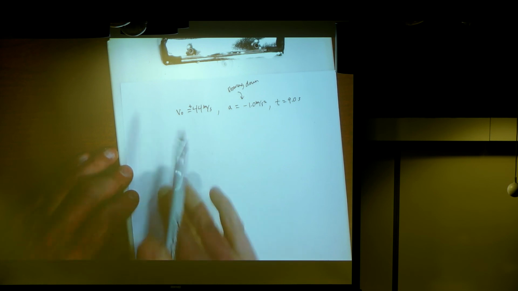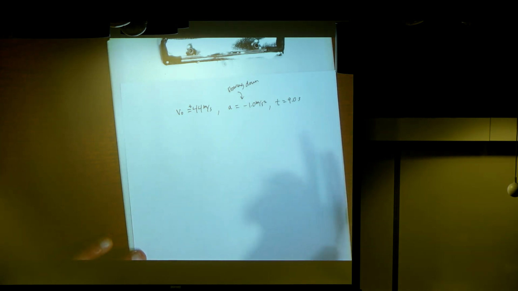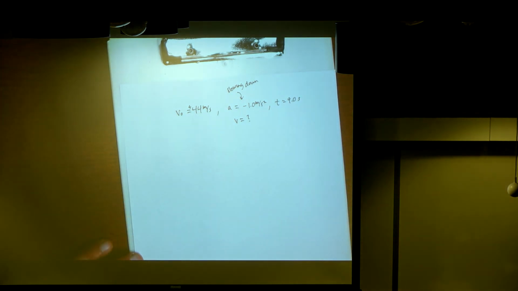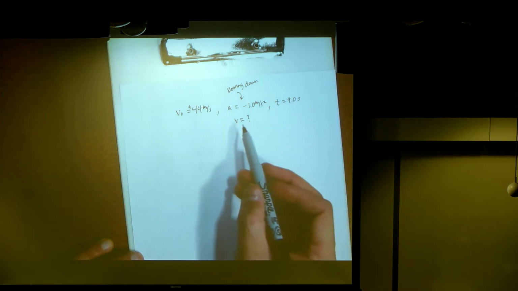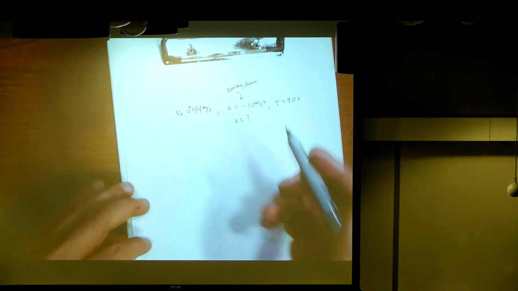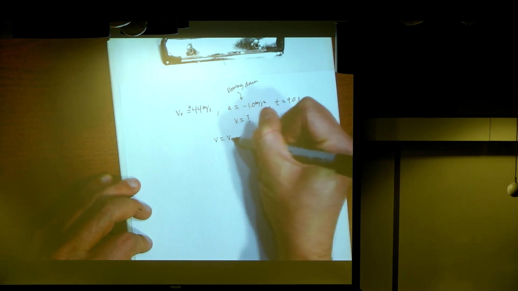So I always suggest when you're doing a problem with kinematics, just write down everything you know. And then write down what you want to know, which is the final velocity. So V without the subscript is the final velocity. That's what we want to know. So then just look at your list of kinematic equations. There's usually going to be one that kind of has everything you need. And that's V equals V0 plus AT.